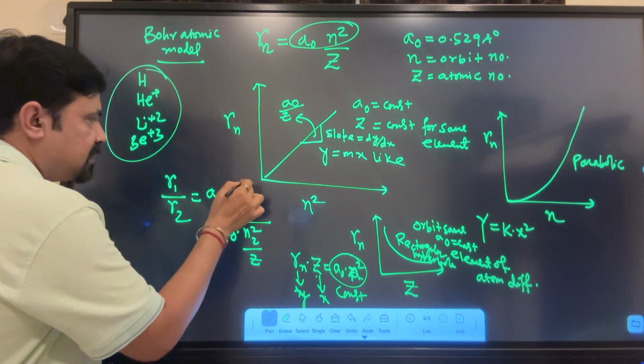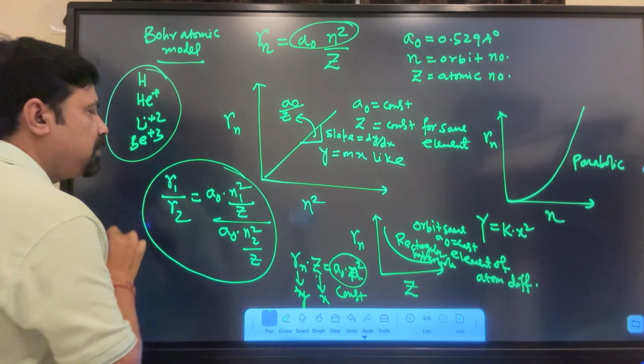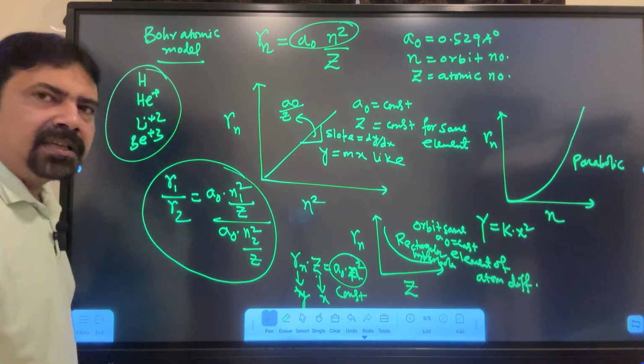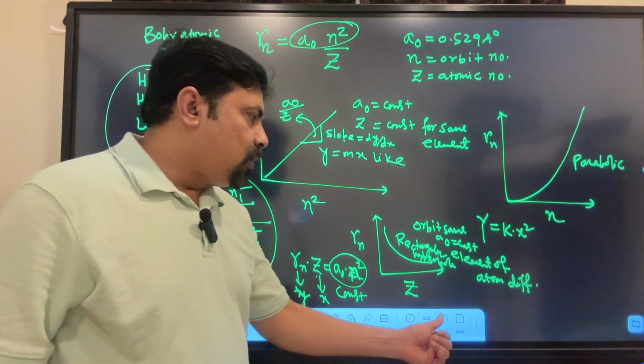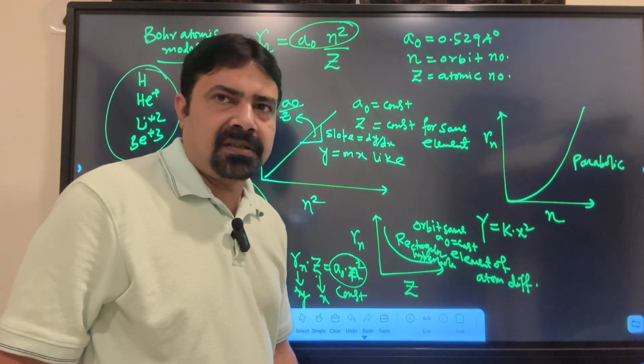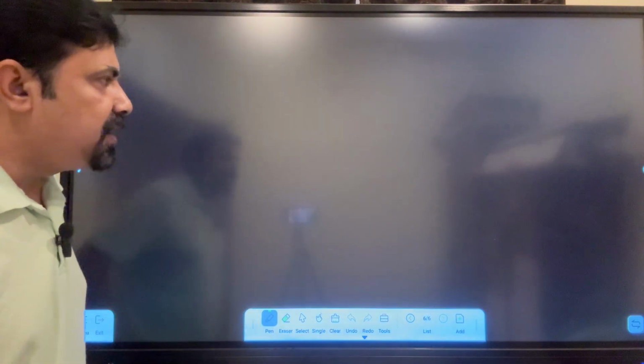The a naught cancels from this equation. For two different elements of an atom, the ratio of radius 1 to radius 2 can also be calculated. Now the next important point I want to mention is the radial distance. What is radial distance?